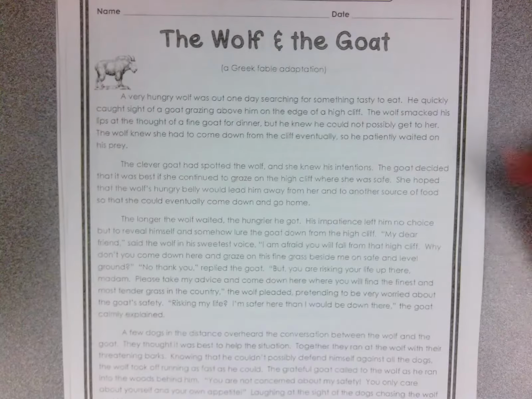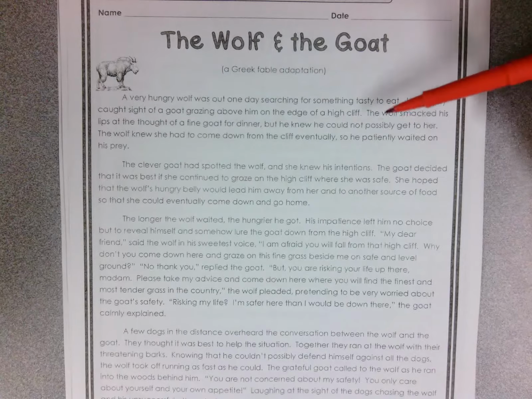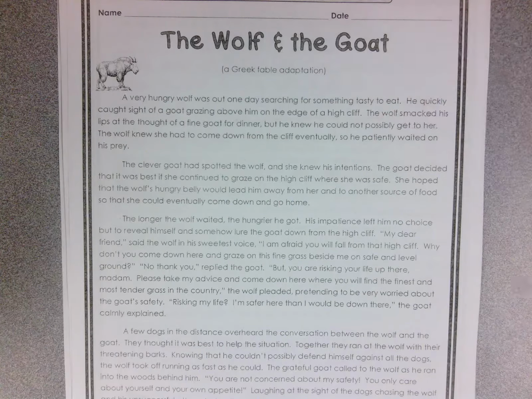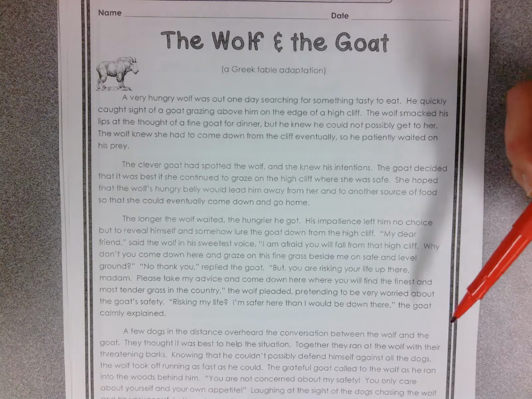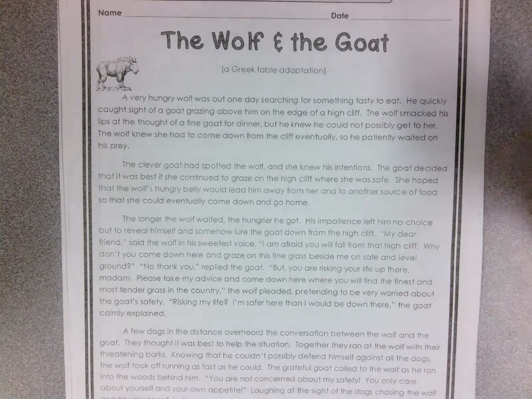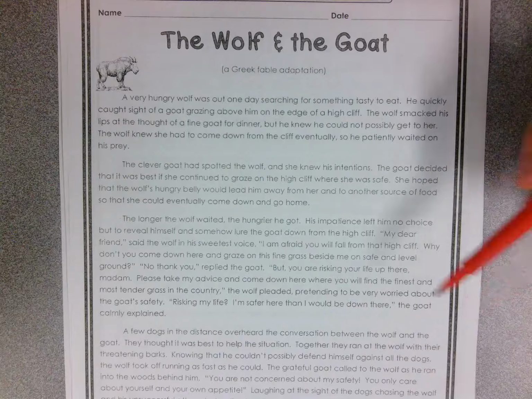So thinking back to this story, the wolf is wanting to eat the goat, and he tries to trick the goat by having her come down to where he was. That is his selfish action. He's wanting to get the goat for himself. So in the end, what are his negative consequences? He also is chased by wild dogs that overhear their conversation.